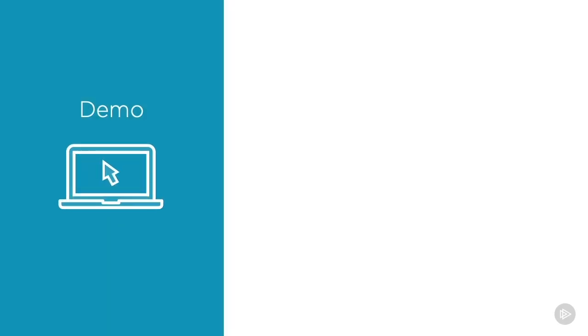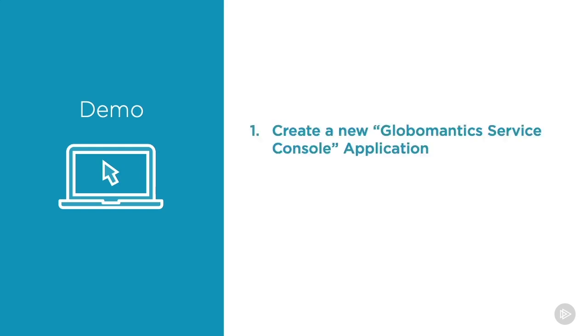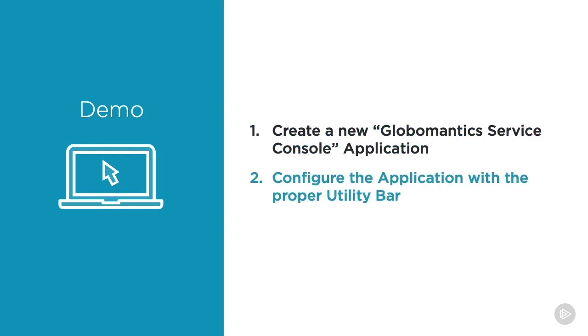In this demo, we are going to see how we can set up a console application. You will see that it is going to be very easy. We'll first need to create a new application named Globomentics Service Console. Then, we'll configure the application with a proper utility bar and test it out.